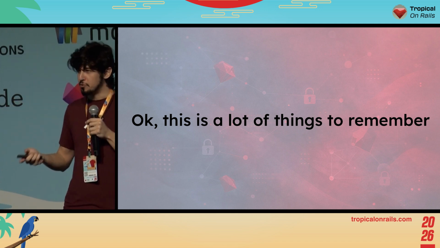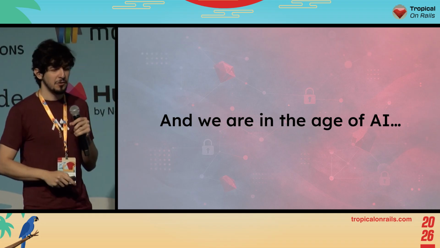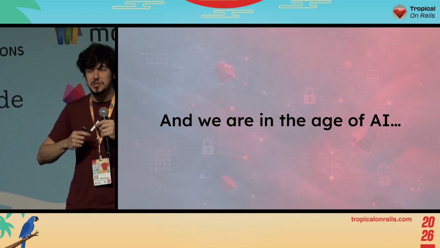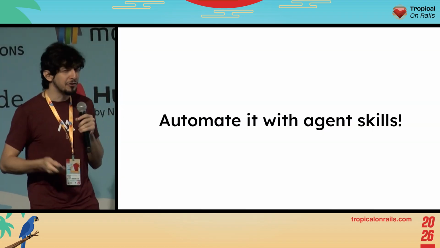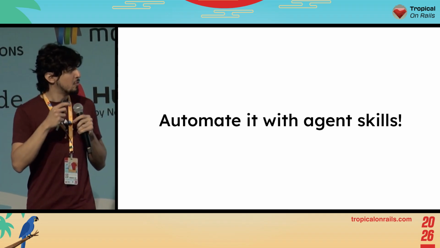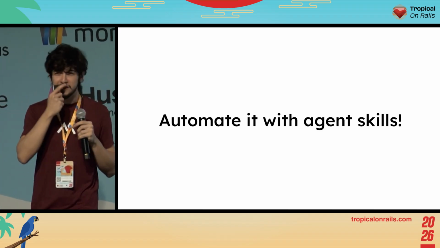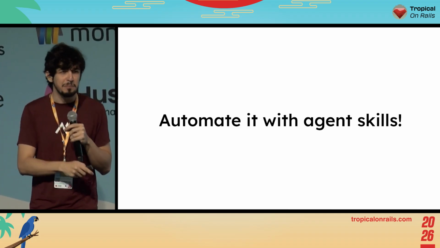Okay, maybe I spoke too fast. I know it's a lot of things to remember, but there's one good thing. We're in an age of AI, right? We don't need to remember everything all the time anymore. We can automate things like that with an agent skill. So while building this talk, I had this realization. This is a lot of things to remember. People won't remember that, but this is still important.